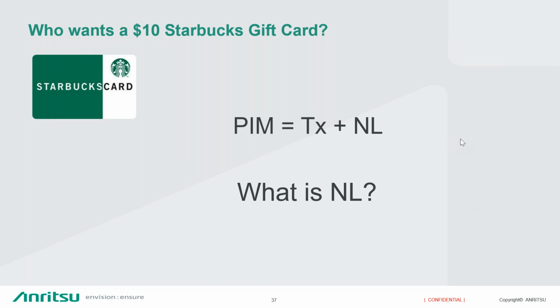The PIM term, or the RF term that's used in this, is PIM is equal to a transmitter. So you have two frequencies interacting with each other on a transmitter, and then you have the nonlinearity. So the transmitter interacts with the nonlinearity, and then off you go, and you get PIM, and then you need the IQ FiberMaster.